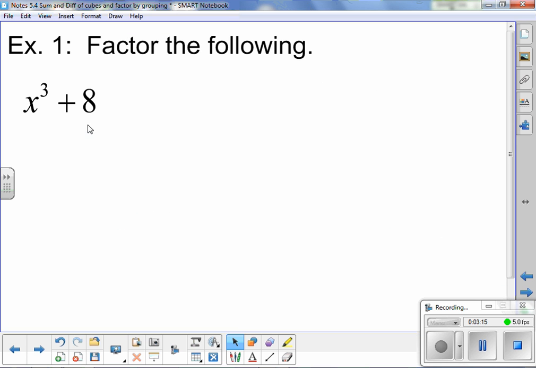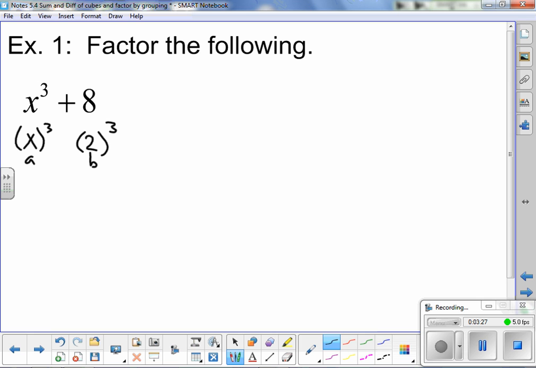Let's try it out. So first off, we got to figure out what the perfect cubes are. So x cubed is an x being cubed. 8 is a 2 being cubed. So that's your A part and that's your B part right there. So what's going to happen here is, we know we have perfect cubes, so we can end up with a binomial and a trinomial. So go ahead and put your groups in. So remember the first part, all you do is you figure out what your A is and your B. That's just your A and your B.